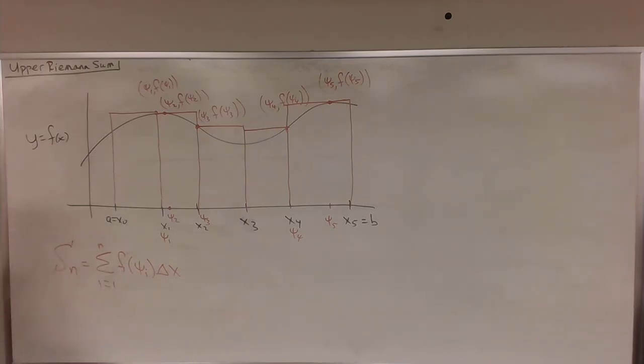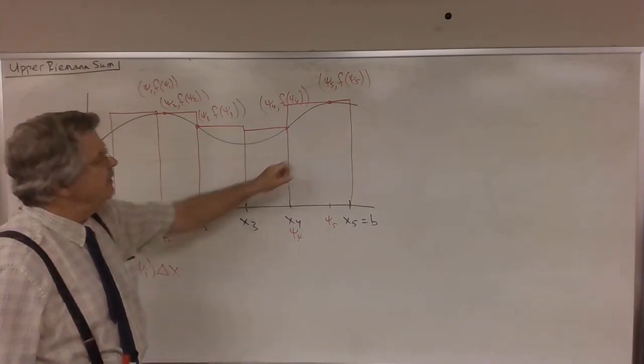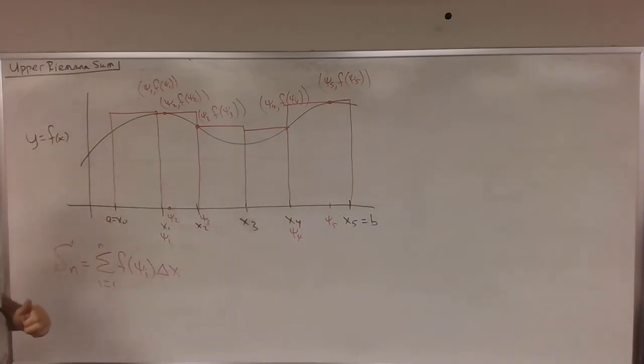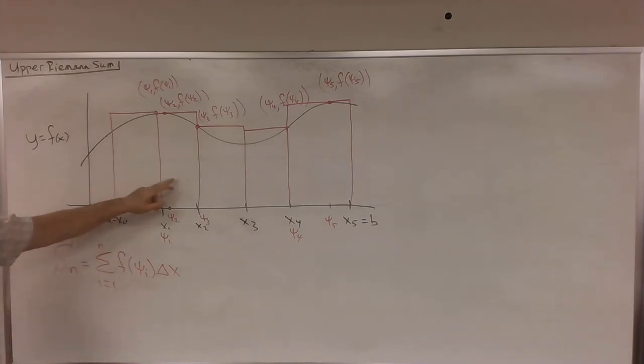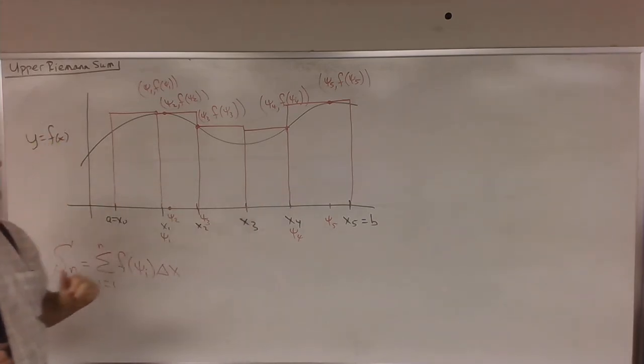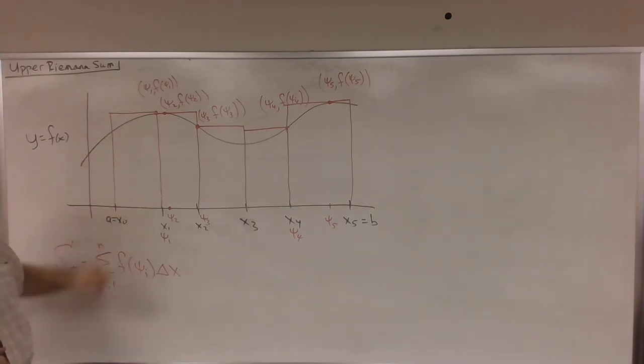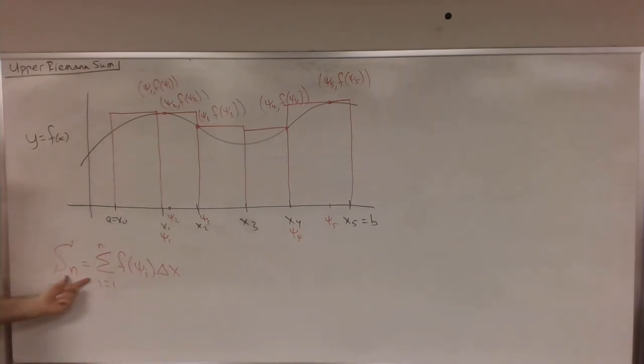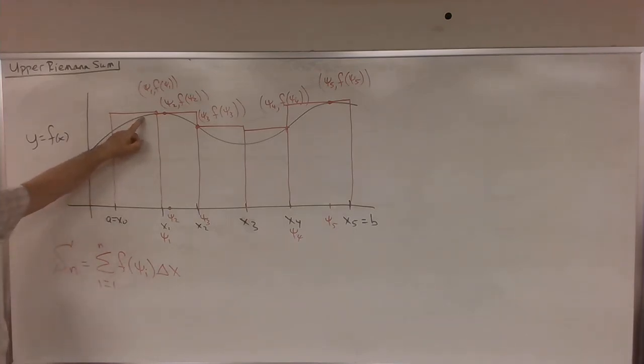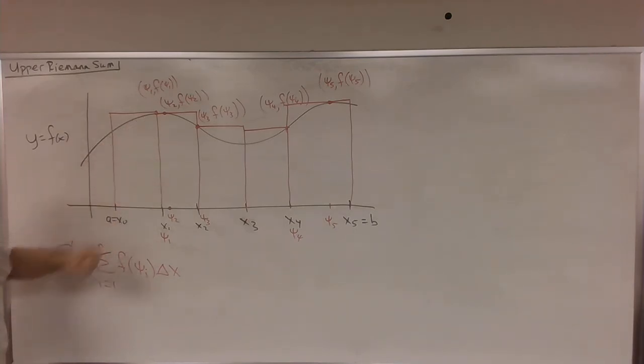But notice something here. The upper Riemann sum is the sum of the areas of all of these rectangles. And clearly, the sum of the areas of these rectangles is greater than or equal to the area bounded by the graph of the function and the x-axis. So the upper Riemann sum is always going to be greater than or equal to the area bounded by the graph of f of x and the x-axis.